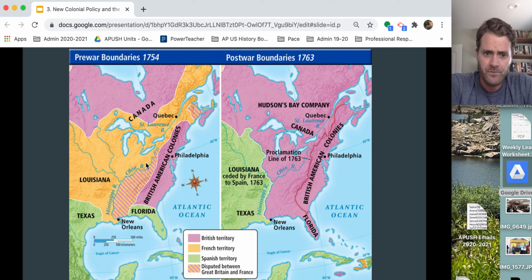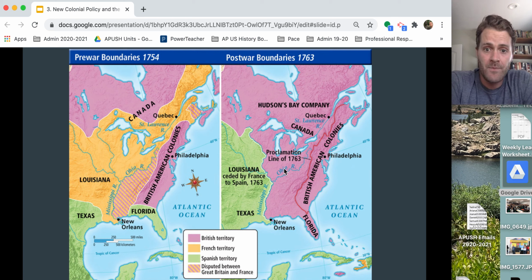It looks like this. Good map. So before the war, of course, things are a little bit jumbled. We got the British area here. We have all the French control and then that disputed territory I told you about. After the war, look at that. Nice and clean. There's the Mississippi River, cutting right through the middle of the continent. Everything east, British. Everything west, Spanish. Okay? So it's helpful to look at this map as you figure out what the outcomes of the war are.